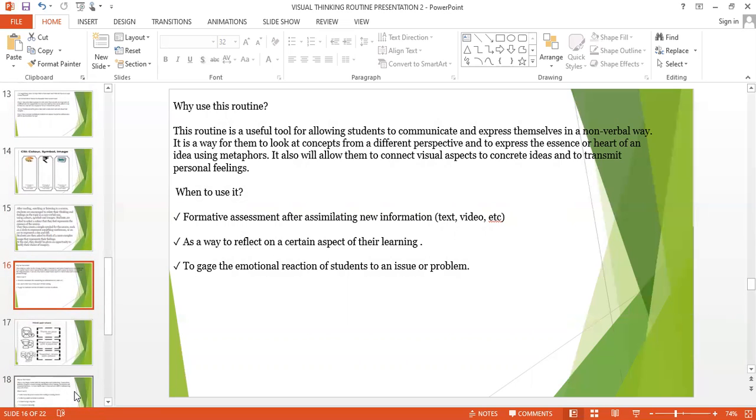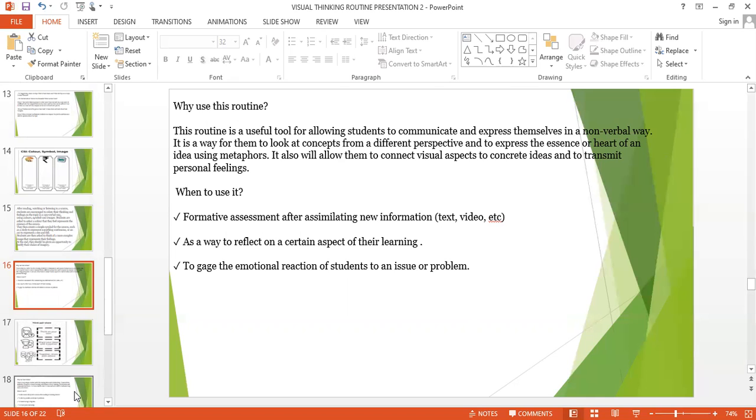Why should we use this routine? This routine is a useful tool for allowing students to communicate and express themselves in a non-verbal way. It is a way for them to look at concepts from a different perspective and to express the essence or heart of an idea using metaphors. It also will allow them to connect visual aspects to concrete ideas and to transmit personal feelings.